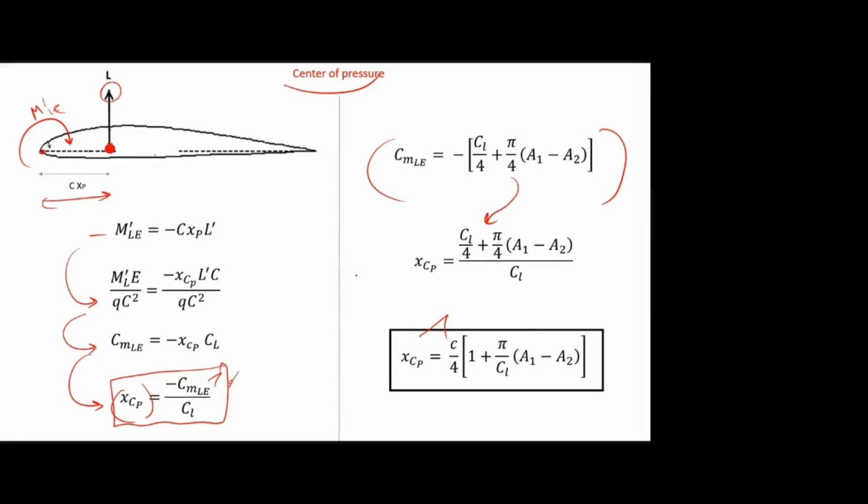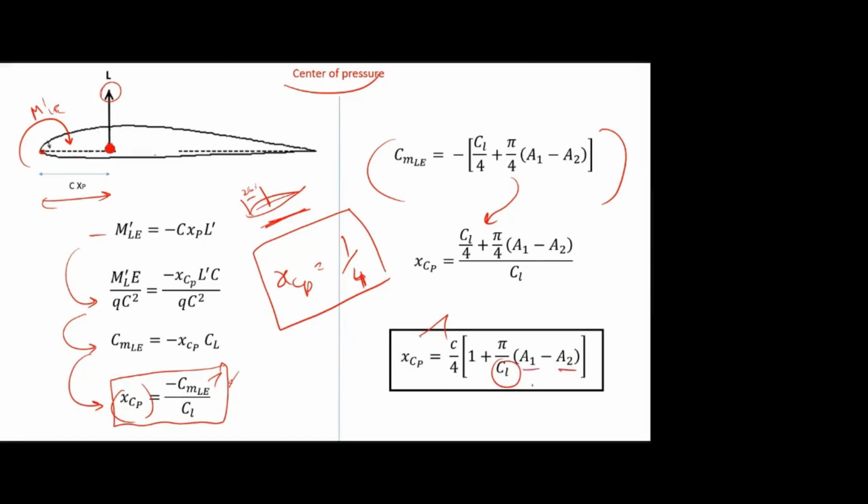And here you see, for the symmetrical airfoil, it is simply 1 by 4. Okay, if it is thin symmetrical or a flat plate, we got only 1 by 4. That means this value is constant. So always it is 25% of the chord. But here we have CL, A1, A2 term.